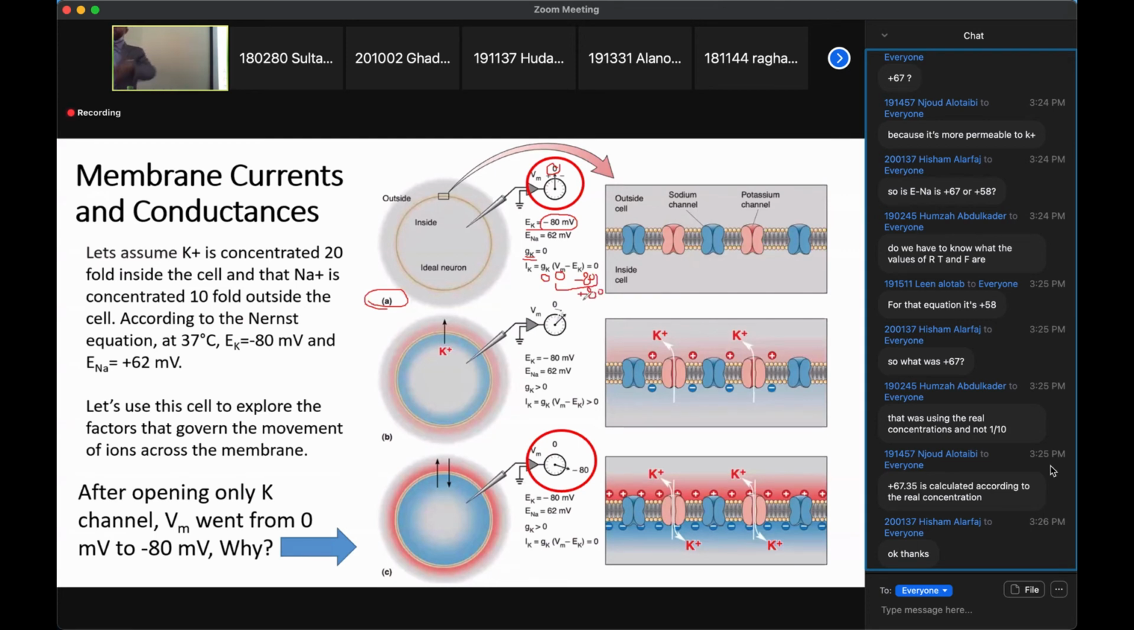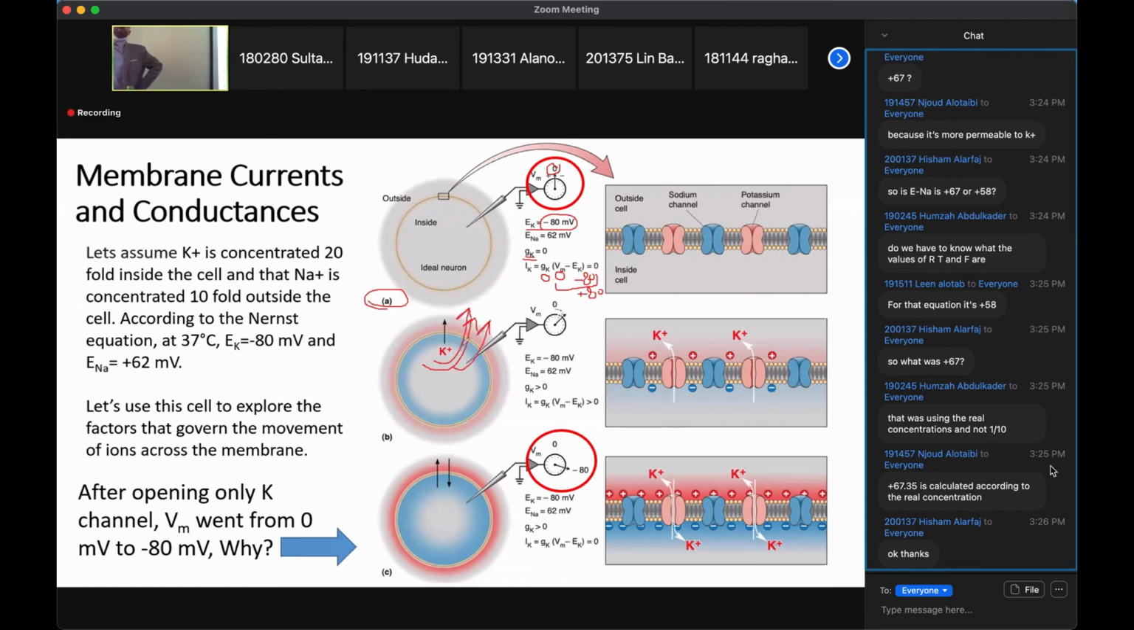So what this means is that there is a huge ionic driving force for potassium to move, but it doesn't move because there are no channels open. Conductance is 0. Plus 80 times 0 would be equal to 0. So there would be no current. Is this clear? In this case, when we start opening the potassium channel, what will happen is that the potassium will start moving out, okay?